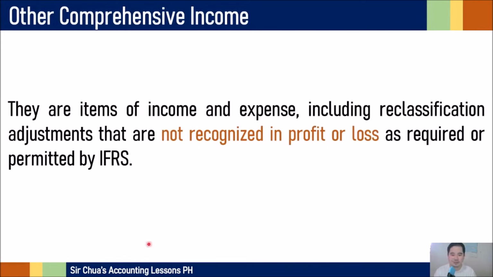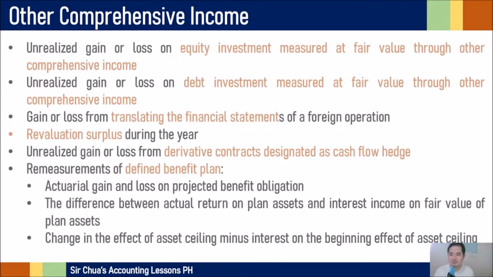Now, OCI or other comprehensive income are items of income and expenses including reclassification adjustments na hindi po nire-recognize in profit or loss dahil nire-require po ng isang IFRS na siya po ay isang OCI o hindi po kaya siya ay permitted by IFRS na i-present bilang OCI. So basically, these are income and expenses kasama po yung reclassification adjustments na hindi po PL. Dahil required ng IFRS na hindi siya i-report sa PL or permitted ng IFRS na siya po ay hindi i-report as PL. Yun po yung OCI. Okay? Let's have some examples.